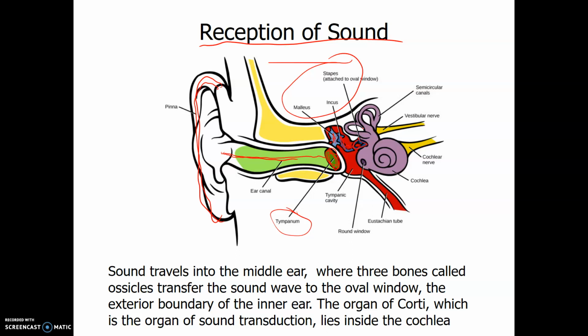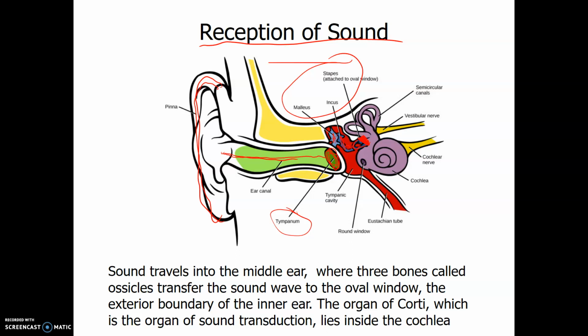So this is the stirrup, the stapes, and it has a membrane here that attaches to the oval window. The oval window is basically just the part where it attaches.